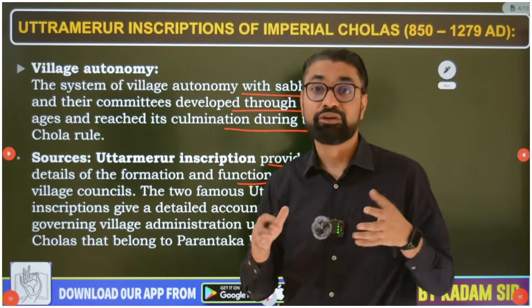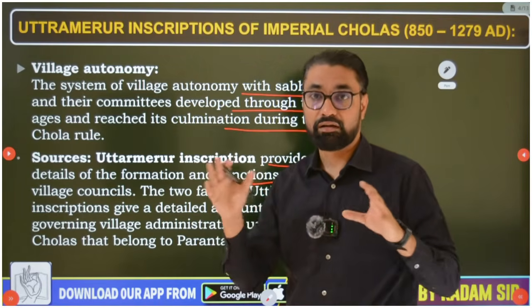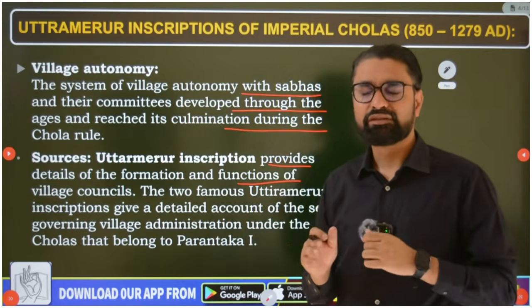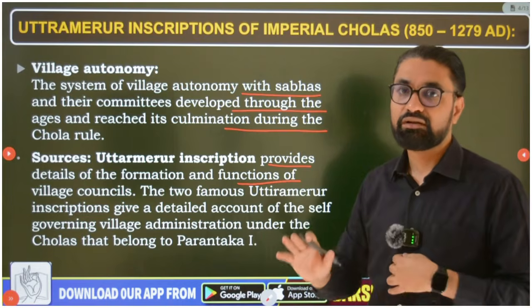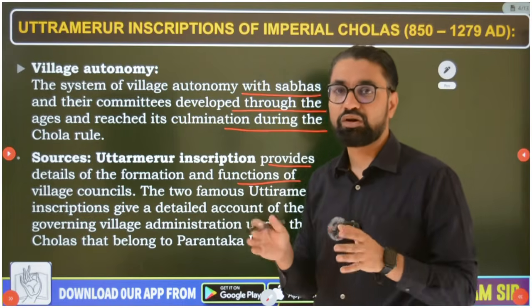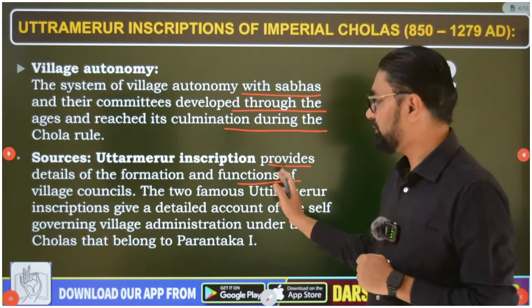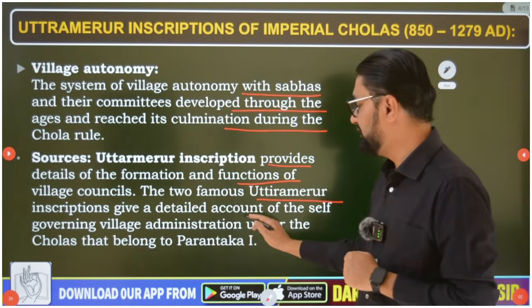So in the village council, the village sabha, the gram sabha, the members are divided into 30 wards, and every ward will have some members selected, and they will have some fixed functions to perform. So these wards are organized into committees. The Uttaramerur inscription provides details of the formation and functions of the village council.